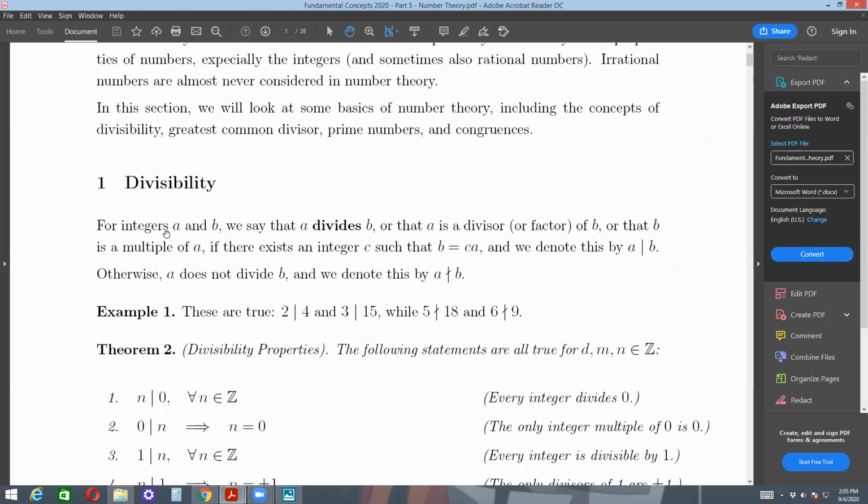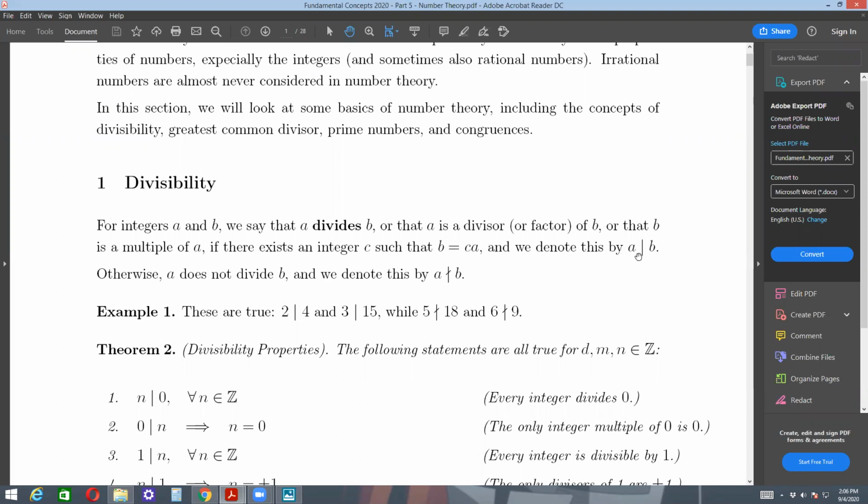If you have two integers a and b, we say that a divides b, or that a is a factor or a divisor of b, or equivalently that b is a multiple of a, if there exists some other integer c such that b is equal to a times c. Right? That's what we mean when we say a divides b. We say a divides b, basically if b is a multiple of a.